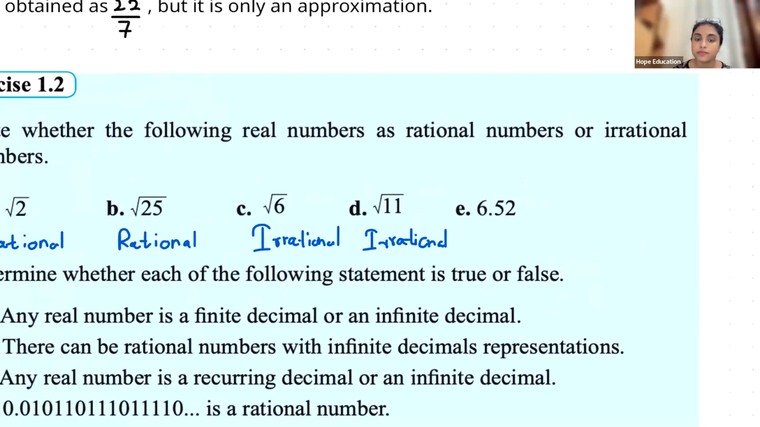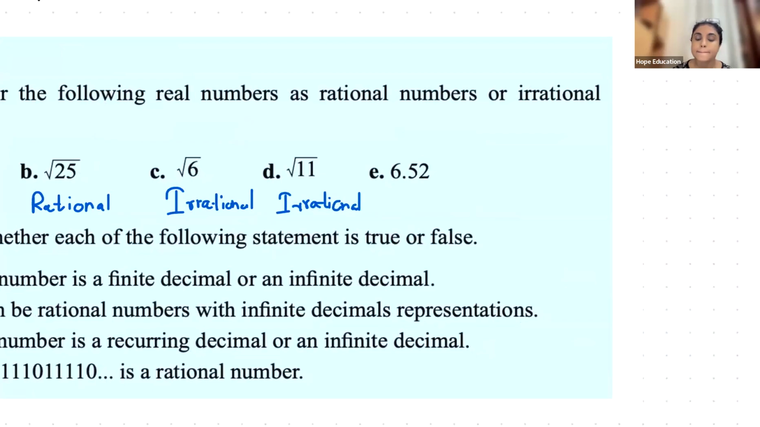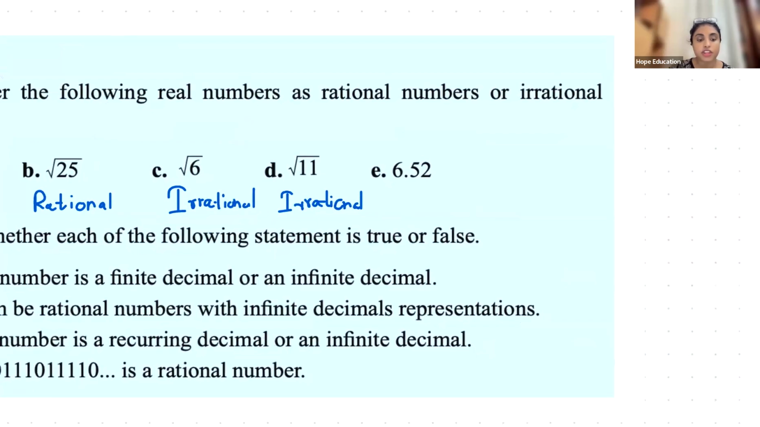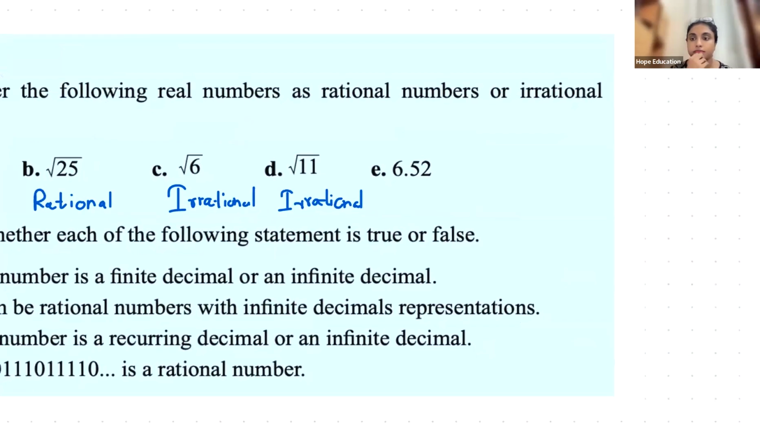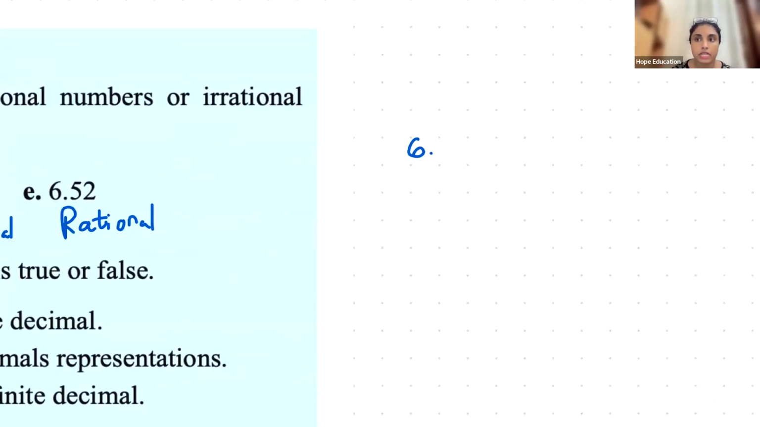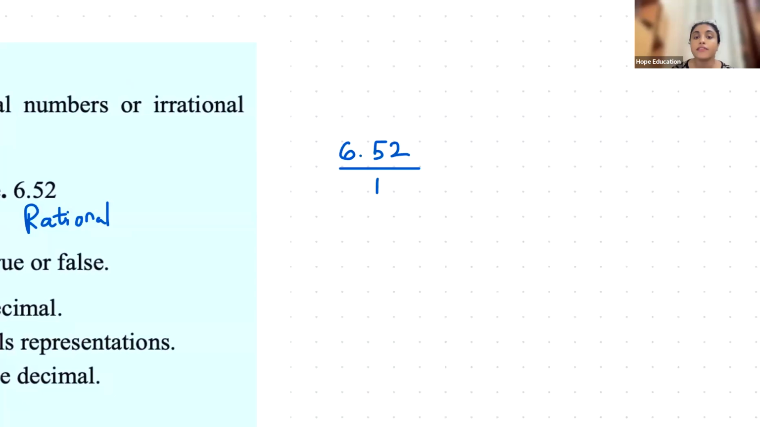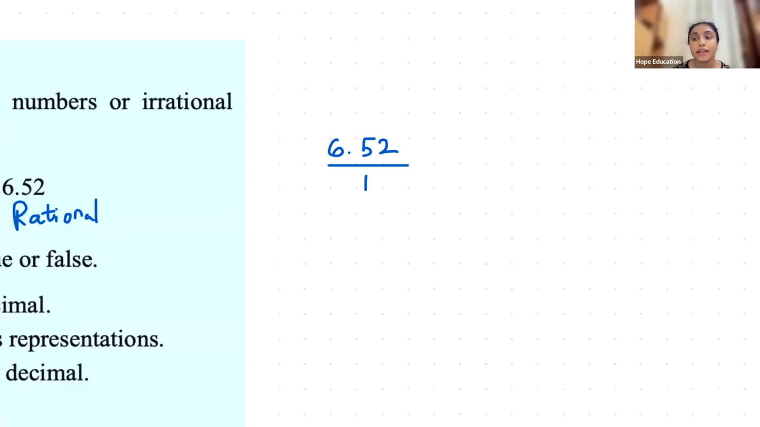6.52? Others? 6.52, did you put rational or irrational? This is rational. Yes, this is rational. Why do I say 6.52 is rational? Look at this. 6.52 over 1, like this. So this is a fraction. The denominator is an integer. However, the numerator is not an integer.